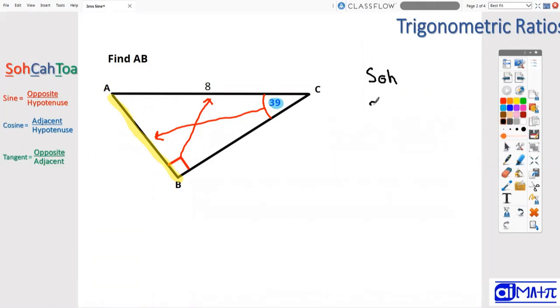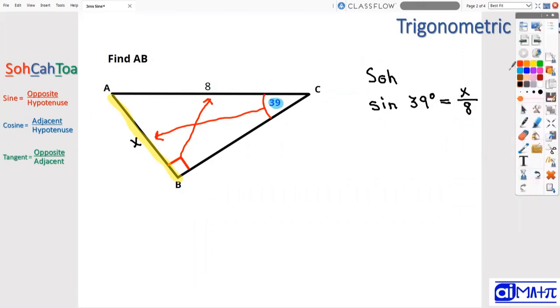sine. Sine is often abbreviated as SIN, so I will write the sine of 39 degrees is equal to the opposite, which I don't know, so I'm going to call that X, over the hypotenuse, which is 8. And so I would solve this the way I solve any algebraic equation. What I'm looking to do is isolate this variable. So in order to do that, I have to do the opposite of what's being done. So I would rewrite this to say the sine of 39 degrees is equal to X over 8. And since they are dividing by 8, I'm going to multiply by 8 on both sides.